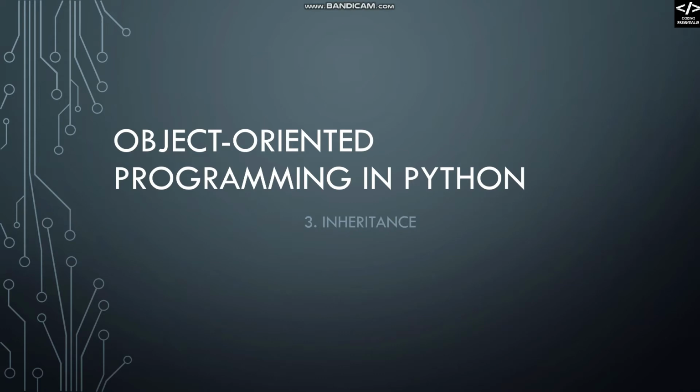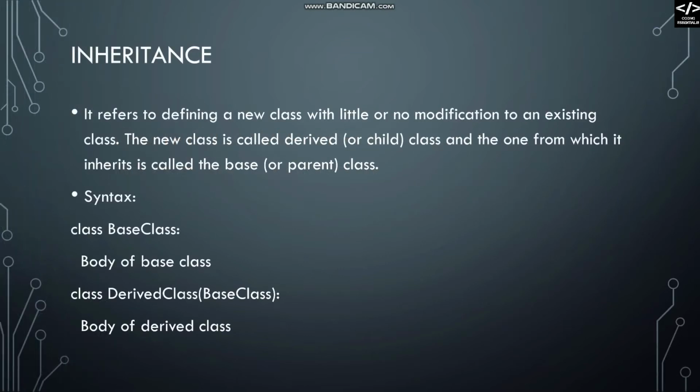In the previous video, we talked about what is a class, what is an object, and what is a method. In this video, we'll talk about inheritance in Python. So let's get started. Inheritance refers to defining a class with little or no modification to an existing class.